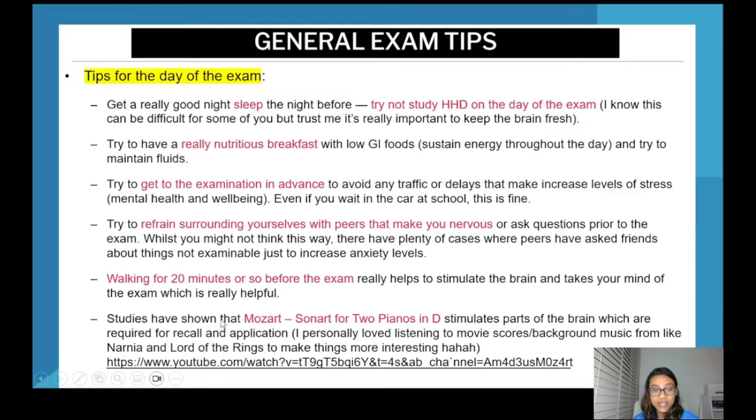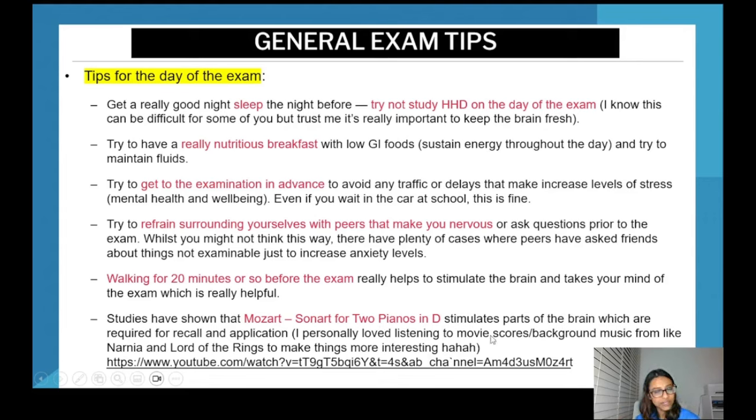And then we've got Mozart, we've got some data-based, evidence-based tips here, to listen to Mozart's Sonata for Two Pianos in D, for recall and application. I didn't say that right, did I? It stimulates parts of the brain that do that.